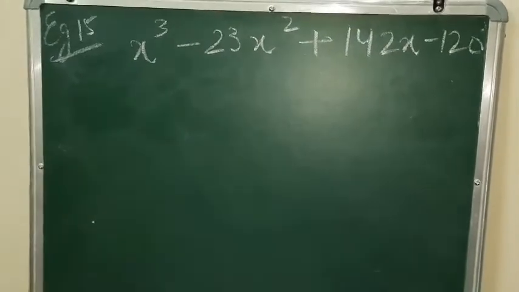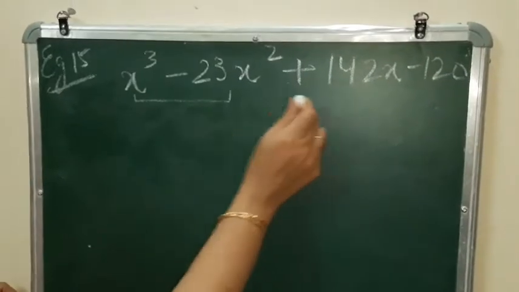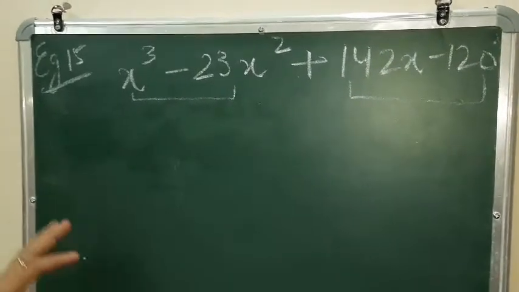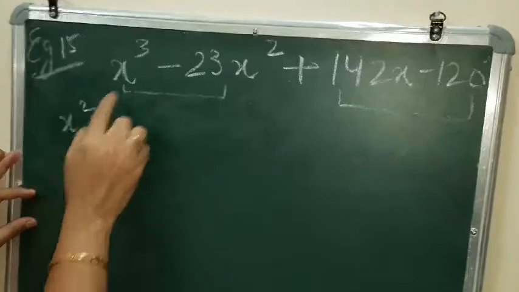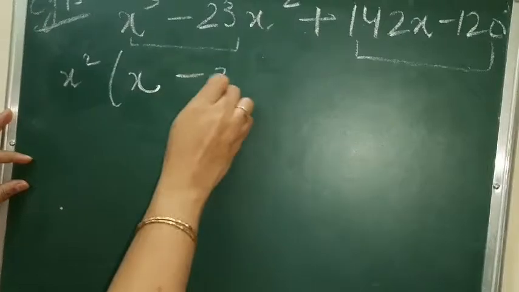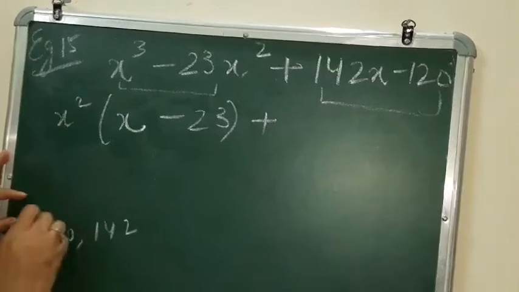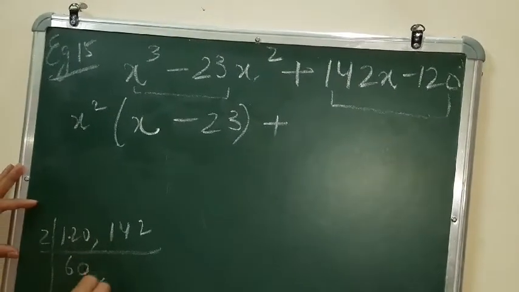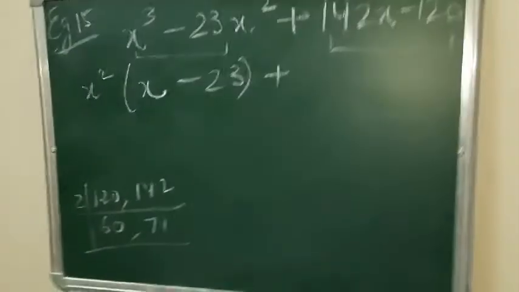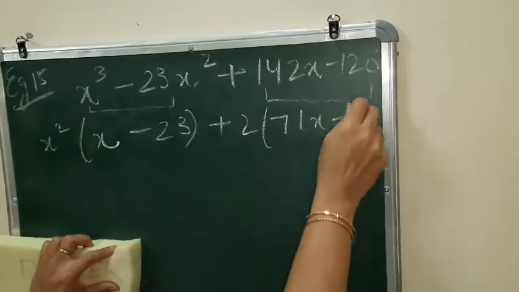Whenever you have a cubic polynomial, the first thing you have to see is that when you take something common from the first two and the last two terms, will the brackets be the same? Like I have taken x square common here. Here there are 3 x's, here 2. So what is left? x and minus 23. 142 and 120. If you find their HCF, it would be 2 only. So the bracket will not be the same when I take 2 common. It is 71x minus 60.